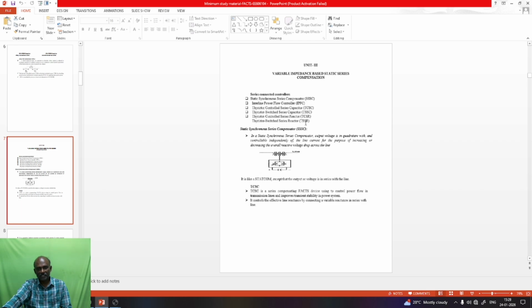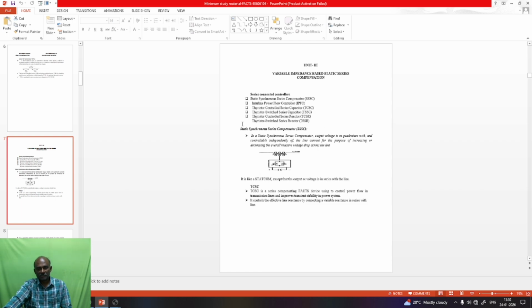interline power flow controller, IPFC. They are controlling the power flow within the line, in between two lines. Thyristor controlled series capacitor, TCSC. Thyristor switched series capacitor, TSSC. Thyristor controlled series reactor, TCSR. Thyristor switched series reactor, TSSR. So these are various series connected controllers using which we can change the impedance of the system so that we can control the power system parameters.